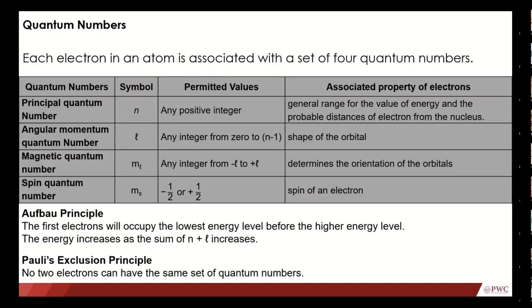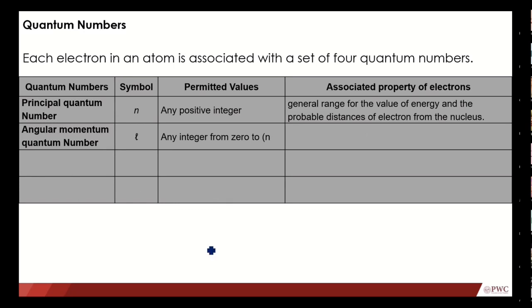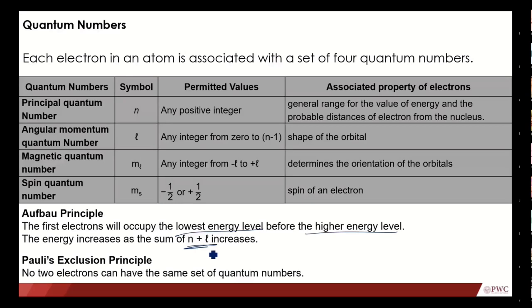Now let's know the address of the electron inside an atom. These are the different principles we need to keep in mind while assigning the electrons to each of their locations in the atom. The first is the Aufbau principle. According to this principle, the electrons will occupy the lowest energy level before the higher energy level. The energy depends on the principal and then the L quantum number. Next, no two electrons can have the same set of quantum numbers.